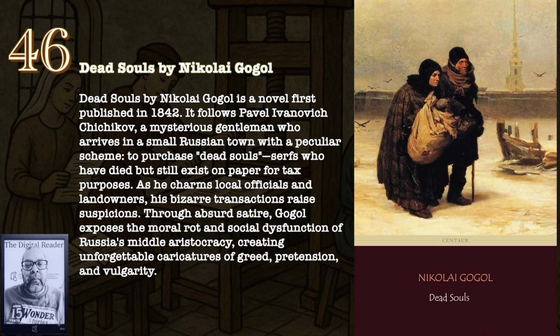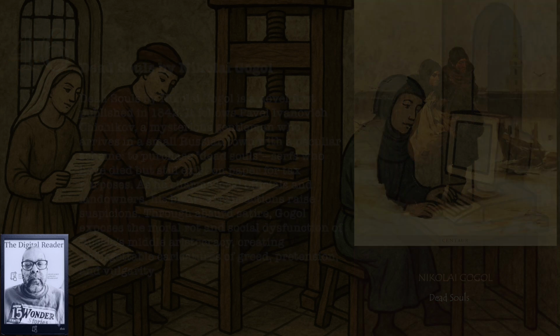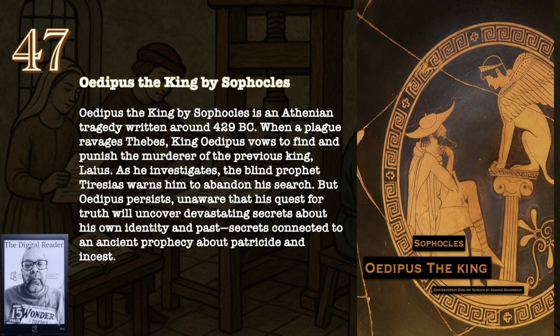Dead Souls by Nikolai Gogol is a novel first published in 1842. It follows Pavel Ivanovich Chichikov, a mysterious gentleman who arrives in a small Russian town with a peculiar scheme to purchase dead souls, serfs who have died but still exist on paper for tax purposes. As he charms local officials and landowners, his bizarre transactions raise suspicions. Through absurd satire, Gogol exposes the moral rot and social dysfunction of Russia's middle aristocracy, creating unforgettable caricatures of greed, pretension, and vulgarity.